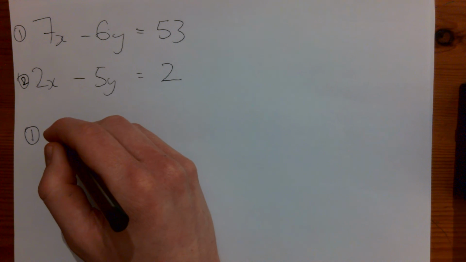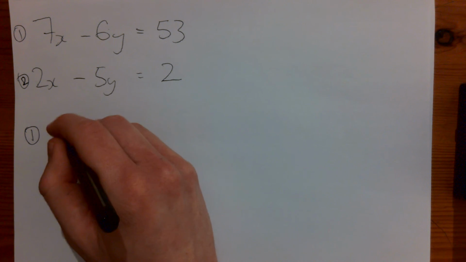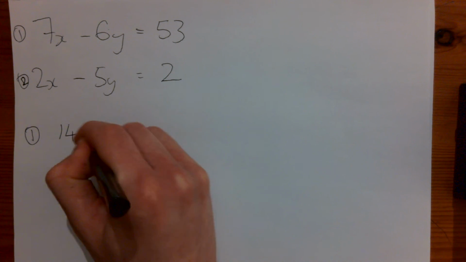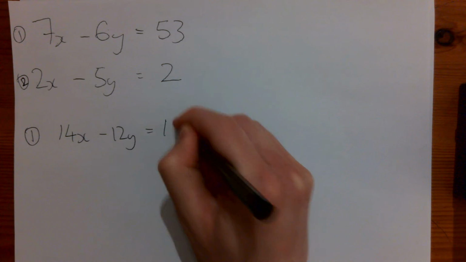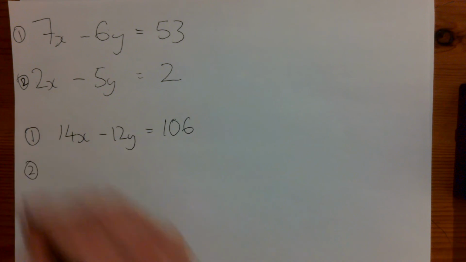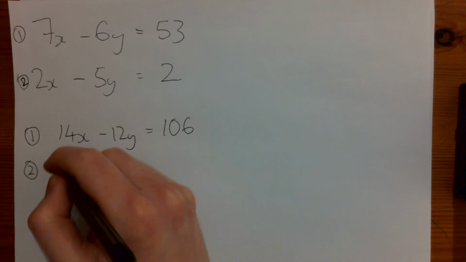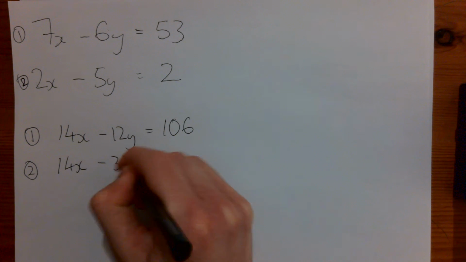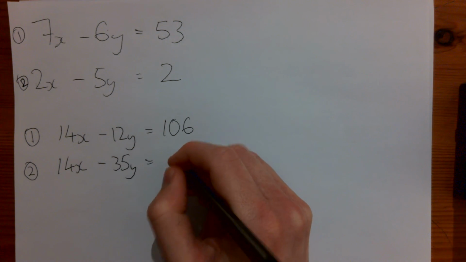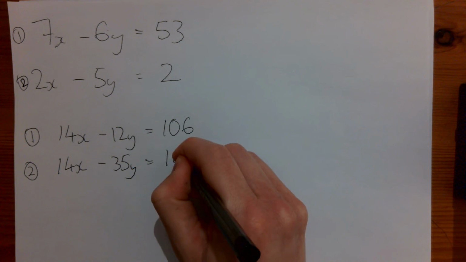And when I multiply equation 1 by 2, that's going to give me 14x minus 12y equals 106. And then equation 2, to make that 14x, I'm going to have to multiply through the whole equation by 7. So pause the video and have a go at that now if you're doing it with me. And that gives me 14x minus 35y equals 14.